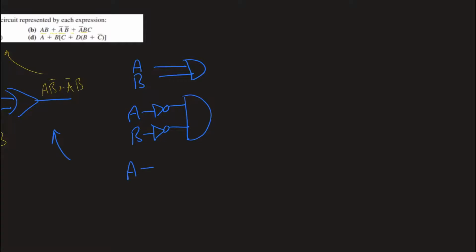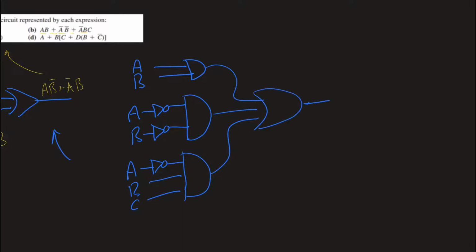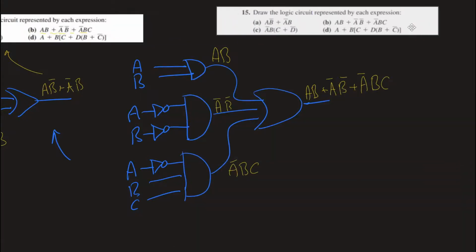And then we have, again, A naught ANDed with, in this case, notice we have 3 inputs, B and C. And all 3 of these go to an OR gate. Again, we can check our work. Here I have AB. Here I have A naught ANDed with B naught. And here I have A naught ANDed with B, ANDed with C. And so if all 3 of these go to an OR gate, that's going to give me this right here. And you can see that's the same thing we had at the beginning. Let me just pull this over.